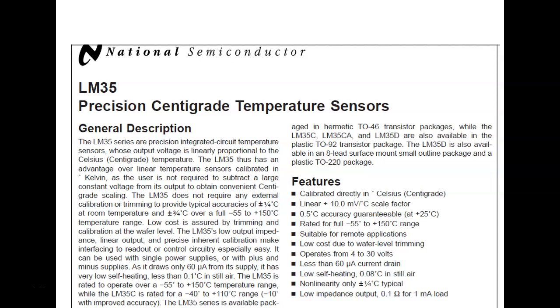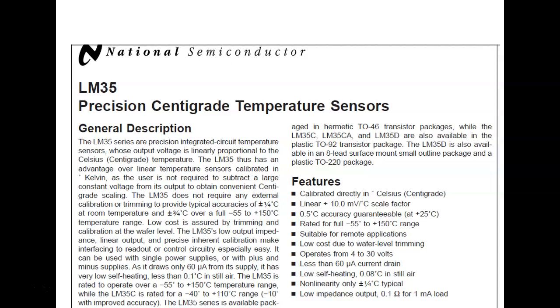Depending on what voltage you operate it on, the actual range, but these can measure minus 55 up to 150 degrees centigrade. So it's 10 millivolts per degree, right? So what would it give us out for 150 degrees centigrade? Yeah, 1.5 volts when it's all the way at maximum.